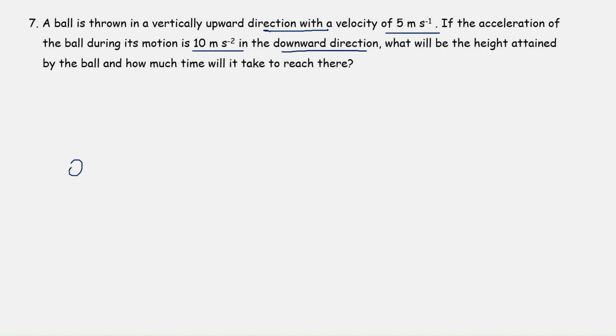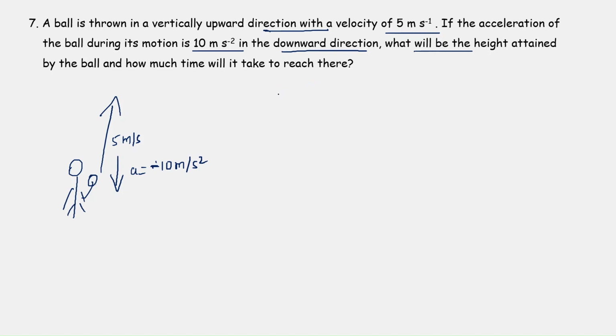Okay, so there's a person here throwing a ball in an upward direction and its speed is 5 meter per second, and there is a downward acceleration which is minus 10 meter per second square, because it is downward, so we'll write it as minus. What will be the height attained by the ball and how much time will it take to reach there?